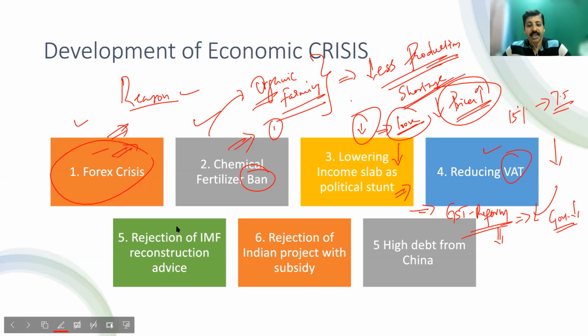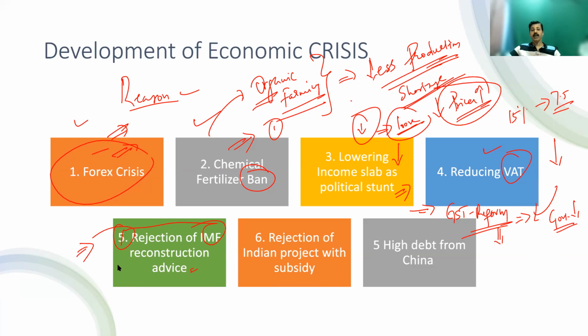Next is the rejection of IMF restructuring advice. Earlier, 2 years before, based on the Asian Development Bank's white paper on the Sri Lankan economic crisis, the IMF is nothing but the International Monetary Fund. International Monetary Fund means what? Where they will come and assist you? Anybody?